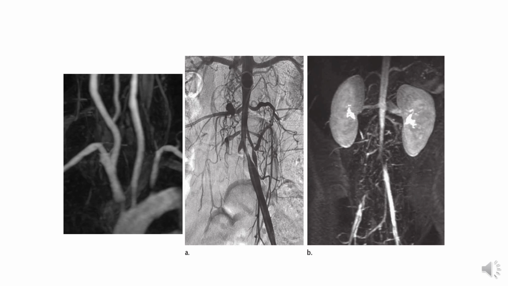In the first picture, we see stenosis of the proximal part of the brachiocephalic trunk and left subclavian artery. In the second picture, occlusion of the right iliac artery. And in the third picture, stenosis of the left and occlusion of the right iliac arteries.